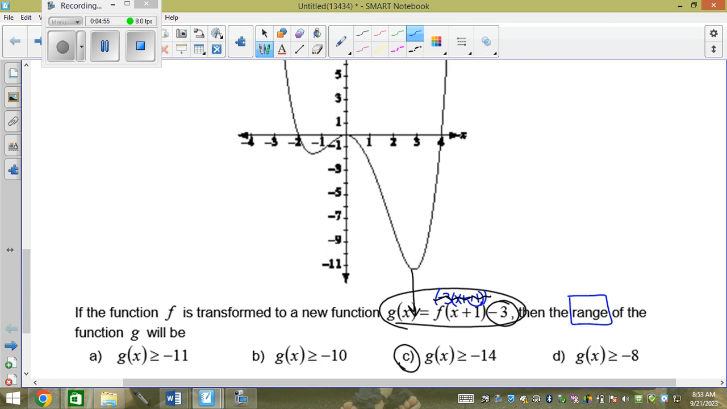All right, the other side of the page we're doing tomorrow. Go to stretches.